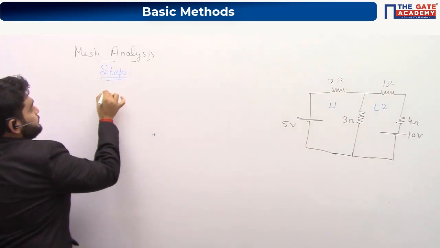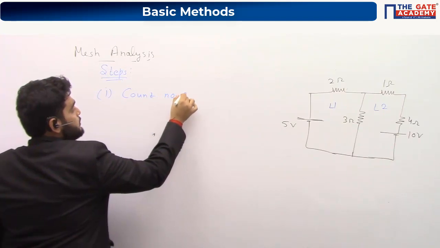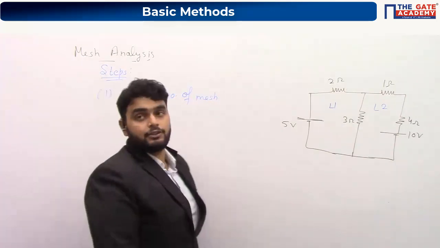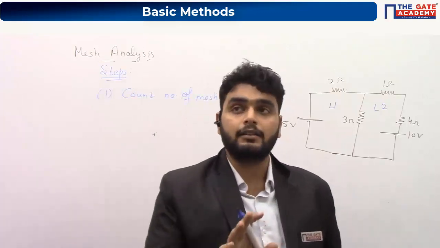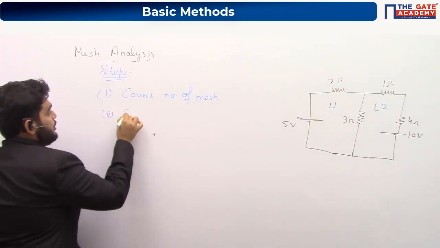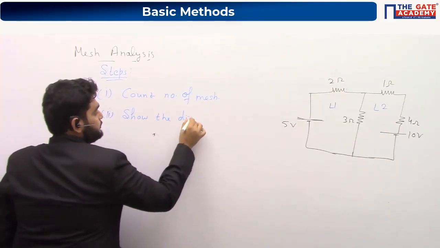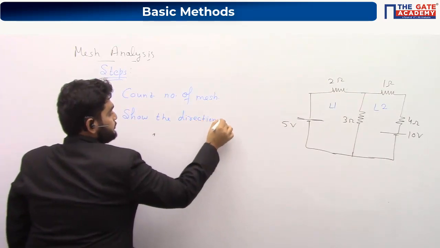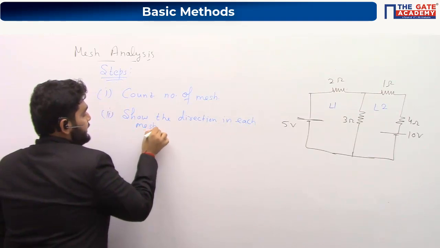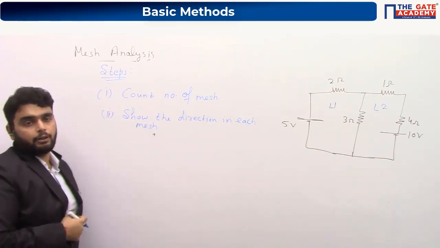First step. Count number of mesh. How many meshes are available in a circuit? Second, show the direction of current in each mesh. In each mesh, you have to assume the direction of current either clockwise or anti-clockwise.